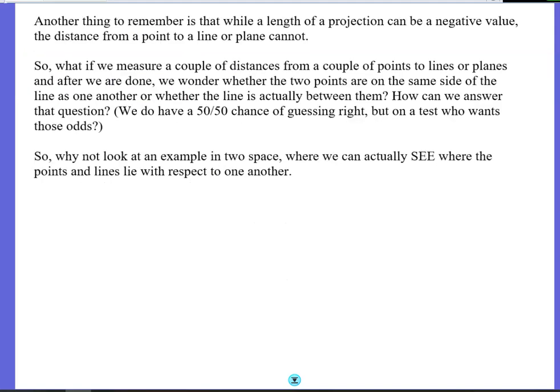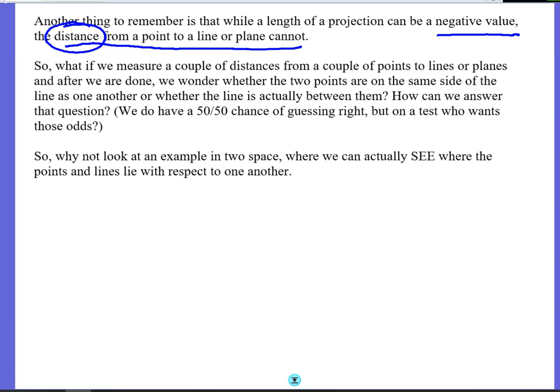So, okay. Like I said, another thing to remember is that while the length of a projection can be negative, the distance cannot, because distance technically is always absolute value. So just realize that your answer should come out to positive values because we're doing the absolute value around it, right?